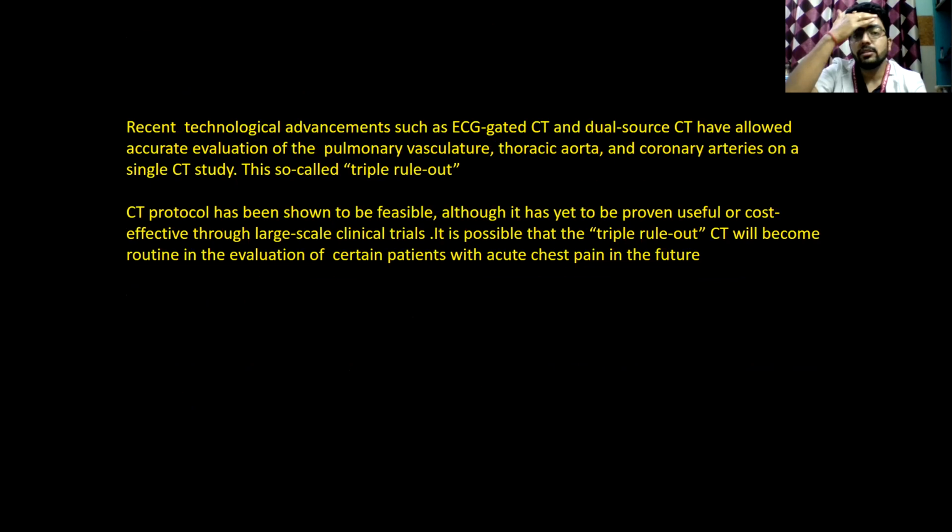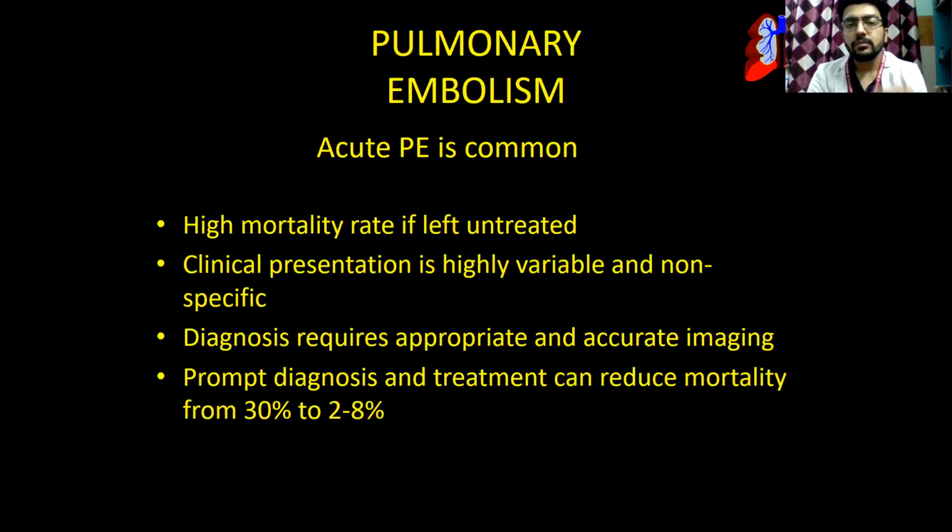Recent technological advancements such as ECG-guided CT and dual source CT have allowed accurate evaluation of the pulmonary vasculature, thoracic aorta, and coronary arteries on a single CT study. This is called triple rule out. The CT protocol has been shown to be feasible, although it has yet to be proven useful or cost effective. Through large-scale clinical trials, it is possible that triple rule out CT will become routine in the evaluation of certain patients with acute chest pain in the future.